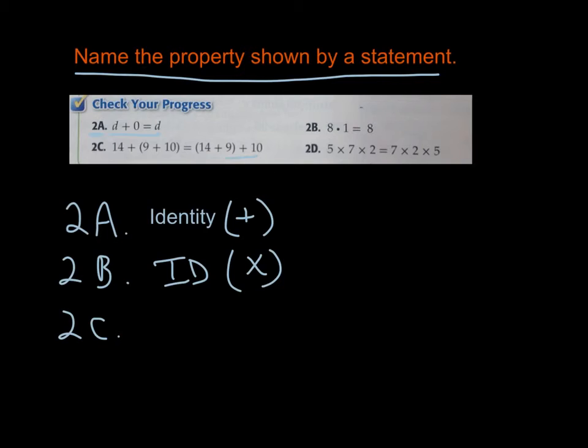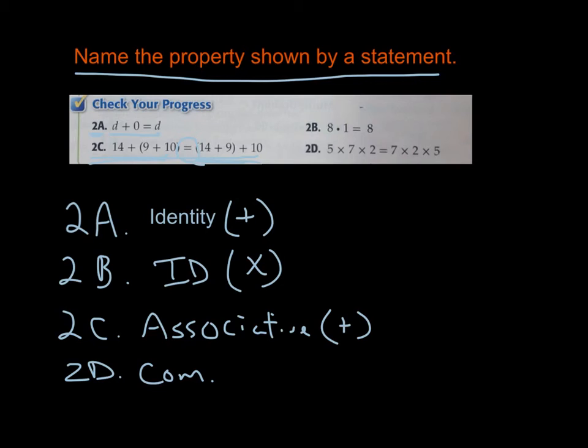2c here, as I look at this, I see that all they're doing between these two is grouping in a different order, and they're saying this will be the same. So I know this will be the associative property, and I see it's working with addition, so I make sure I put that. And 2d, I can see that they are just multiplying in a different order on the two sides. So that's the commutative property, and it's multiplication. So I'm just going to do it like that.